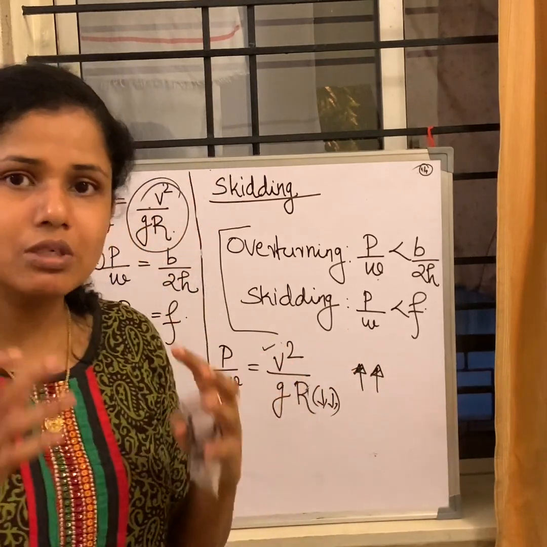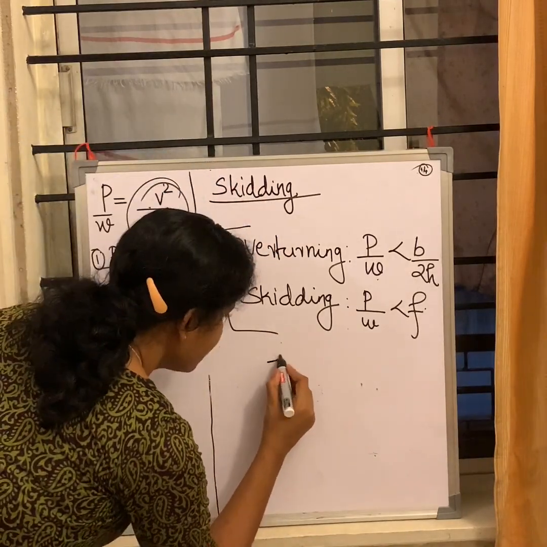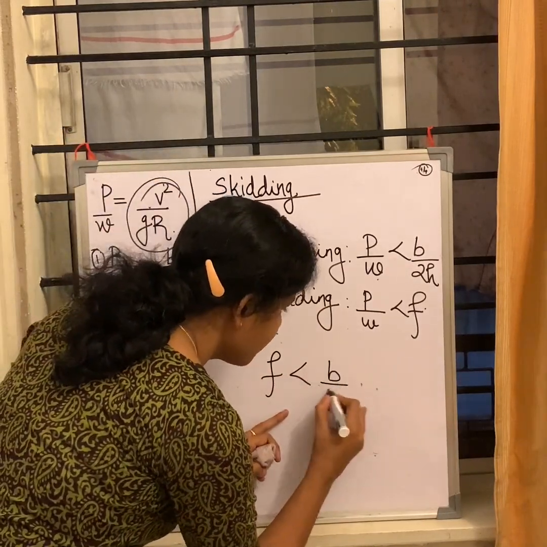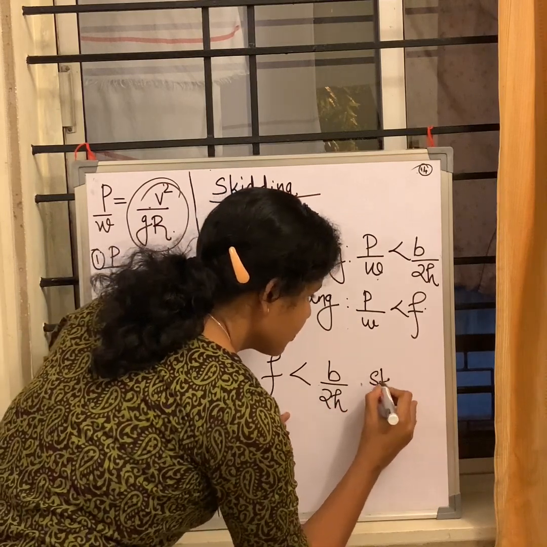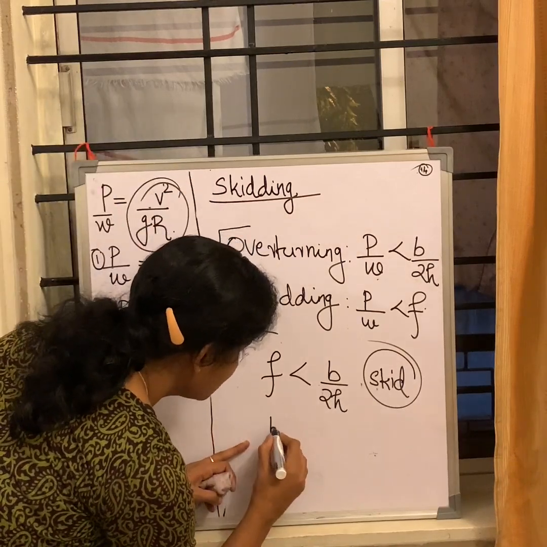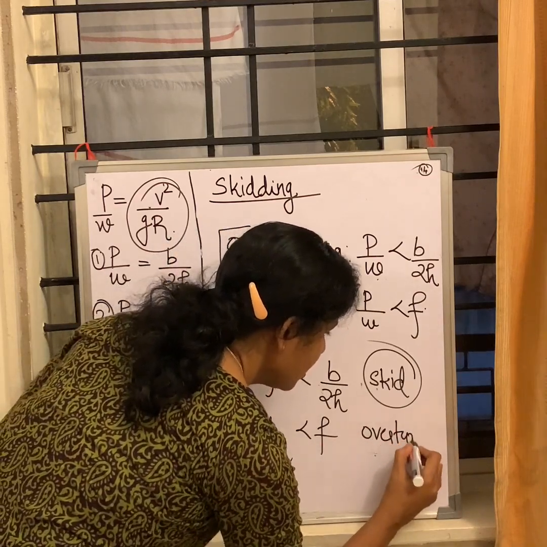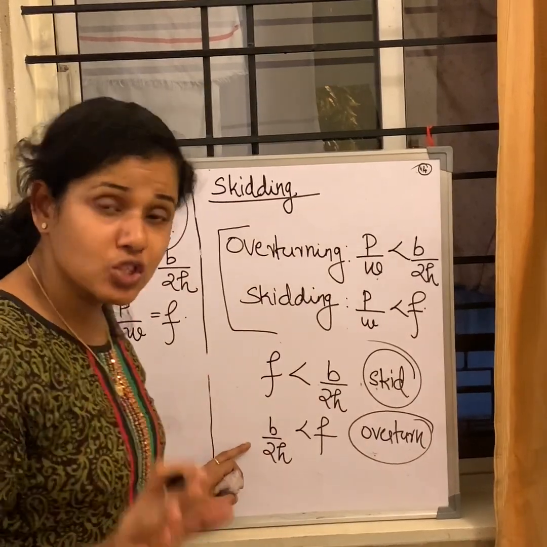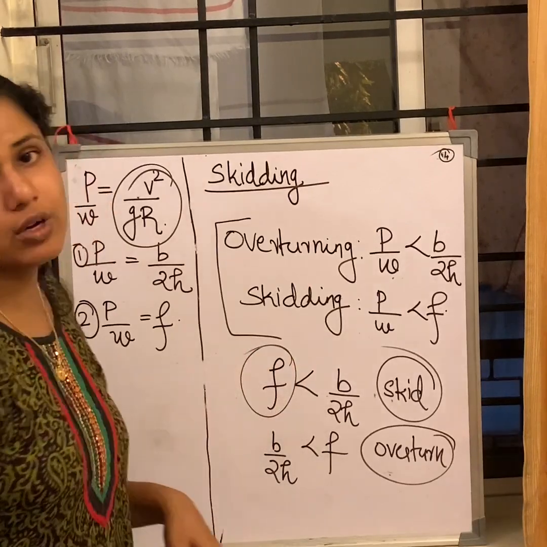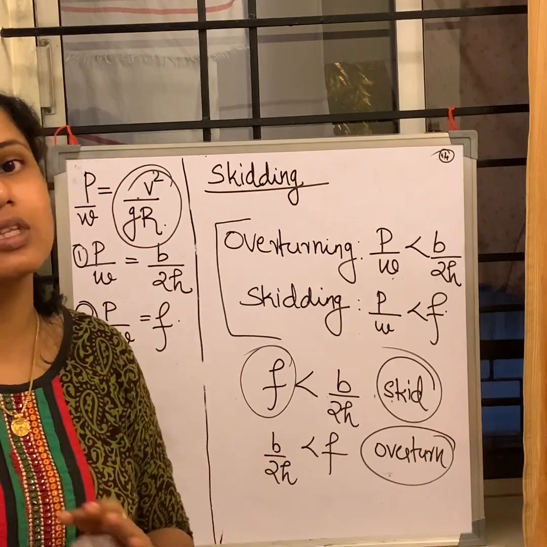So how do we decide about such a situation? In such a situation, you will look at the value of your coefficient of friction. If the coefficient of friction is less than your B by 2H, then the vehicle has the tendency to skid. If your B by 2H is lesser than your friction, then there is a chance for the vehicle to overturn. So the relative danger of skidding or overturning depends upon the value of your friction. So the friction force is very much important when you are talking about a horizontal curve when there is no super elevation.